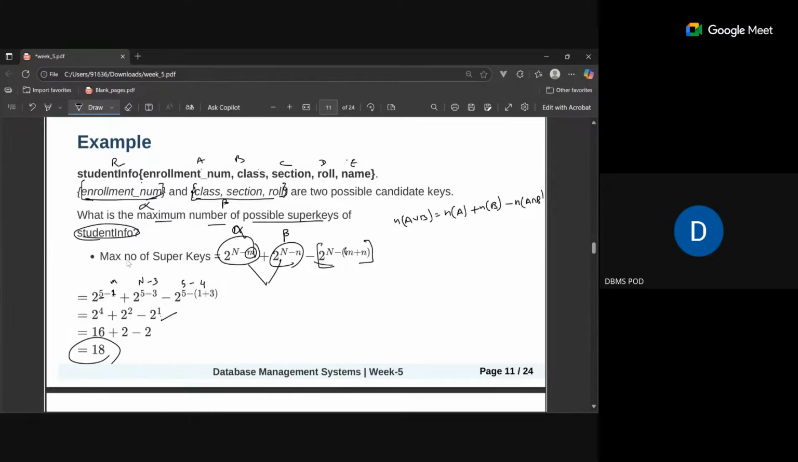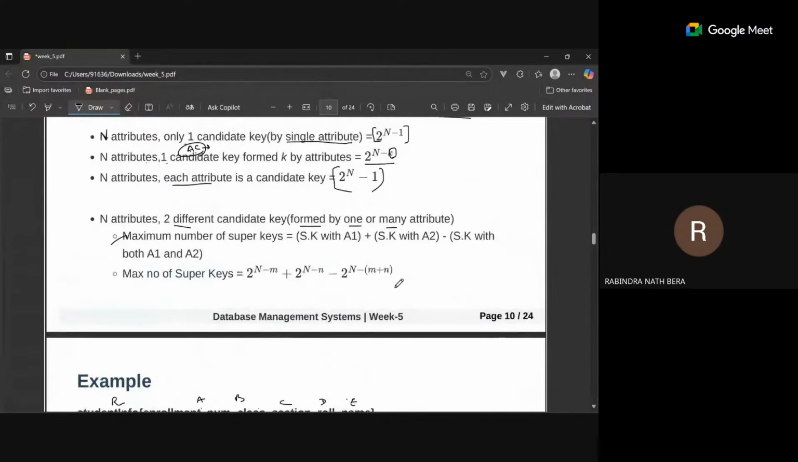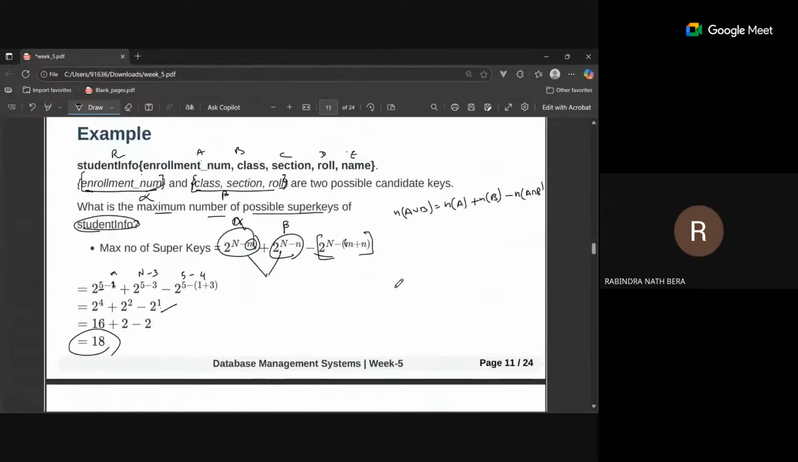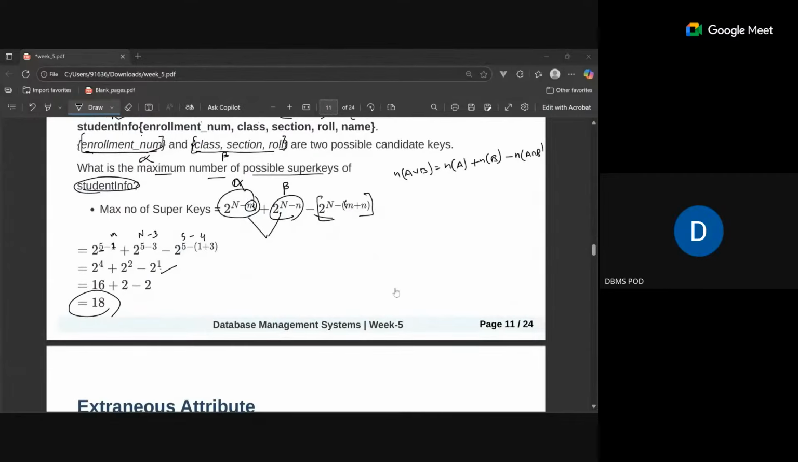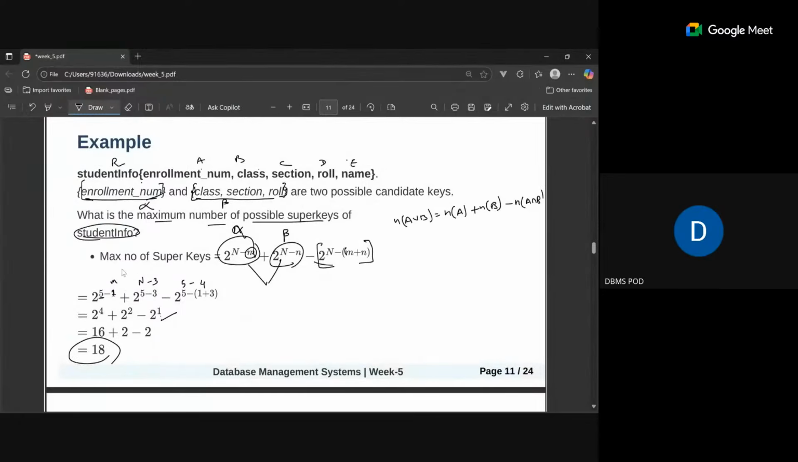So you're calculating using the formulas we have seen above, right? Basically, how do you define m and n, small m and n? Number of attributes. This m and n comes from here. This is my candidate key 1, this is my candidate key 2.